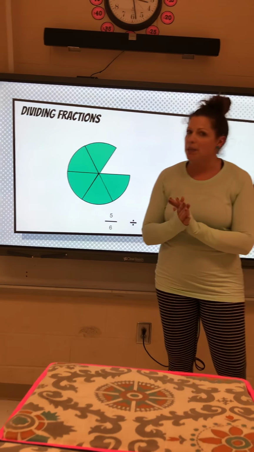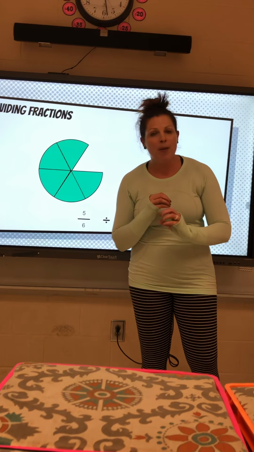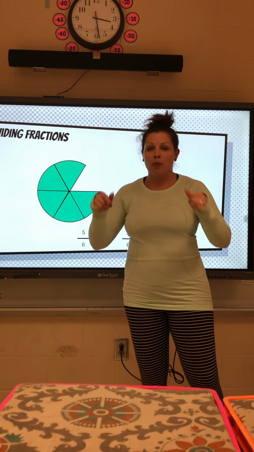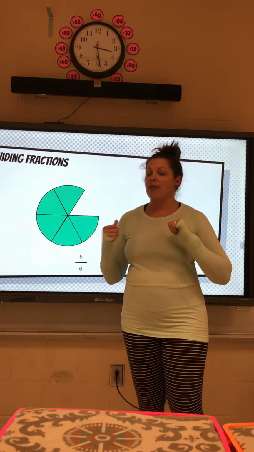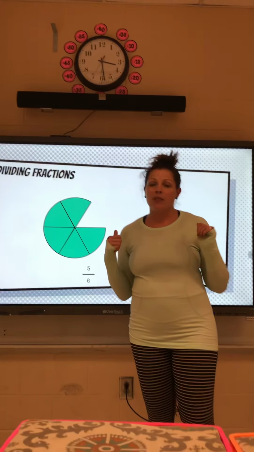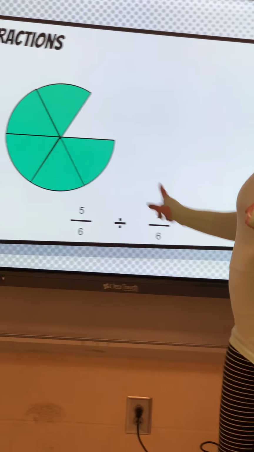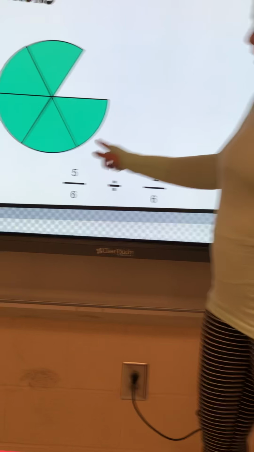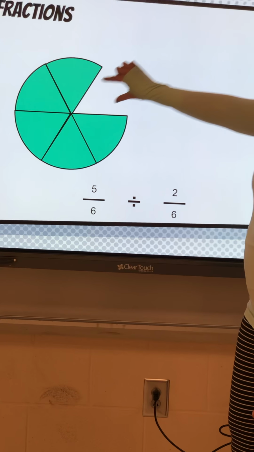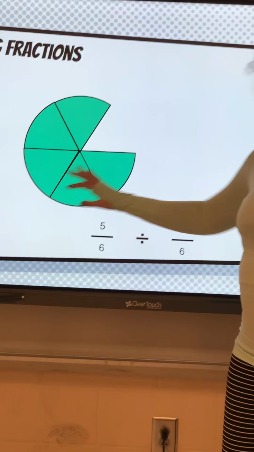If you want to pause me at any time and play with your own manipulatives, then please do that. This needs to make sense for you from a modeling perspective, because there's not a standard algorithm in 5th grade for dividing fractions. This is it. So now we have how many 2/6 are in 5/6. Here's 5/6, okay? If you put this extra piece in here, it would be 6/6.